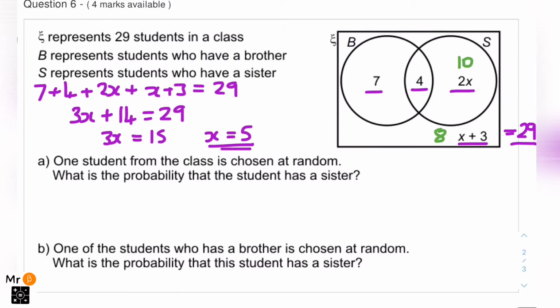What's the probability that the student has a sister? So we are looking at our sister circle here. Well, we've got 10 who have a sister only and 4 who have both. So in total that is 14 out of 29.